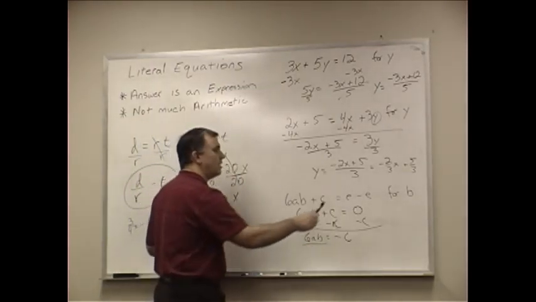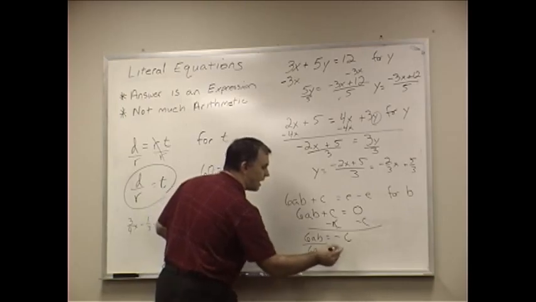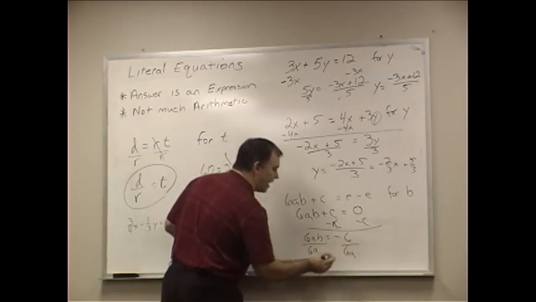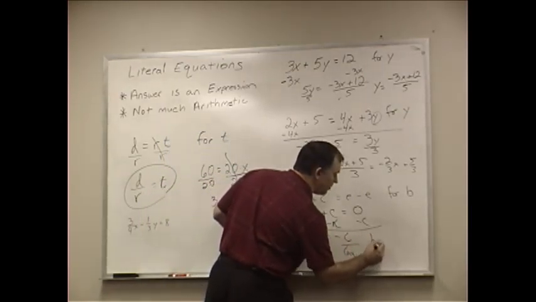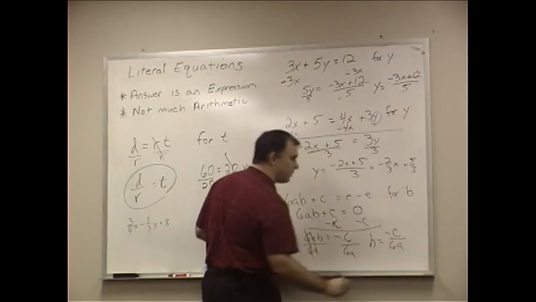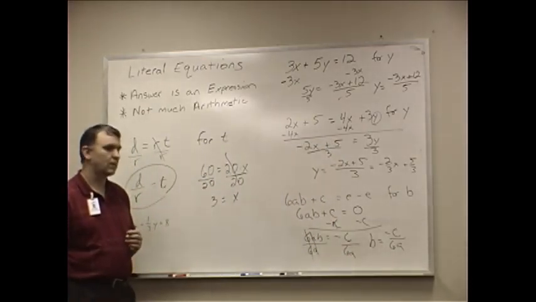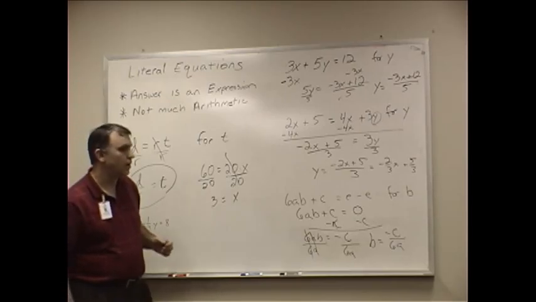Divide by, and we want to get it for b. So I'm going to divide both sides by 6a. So the 6 and the a will cancel. b equals negative c divided by 6a.